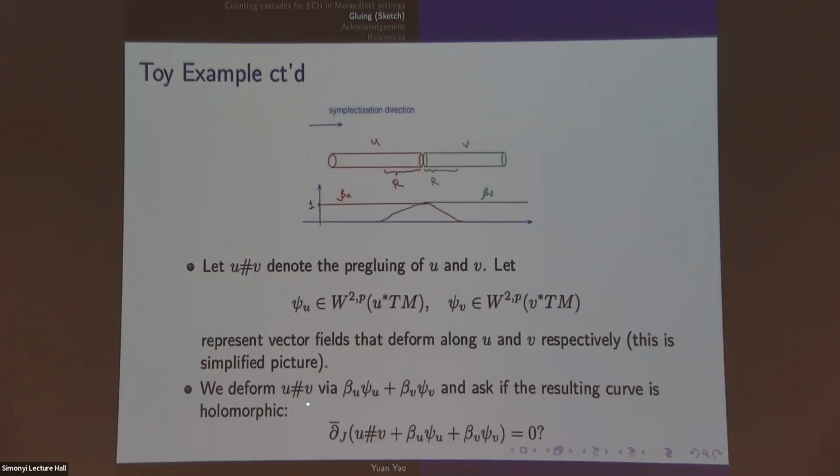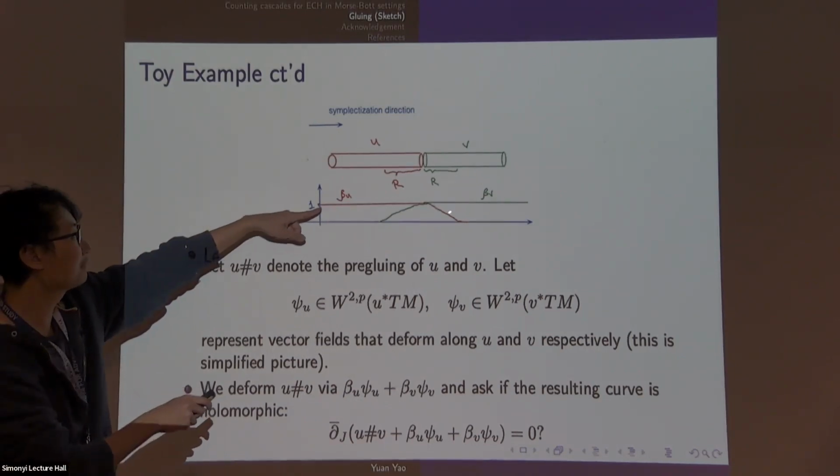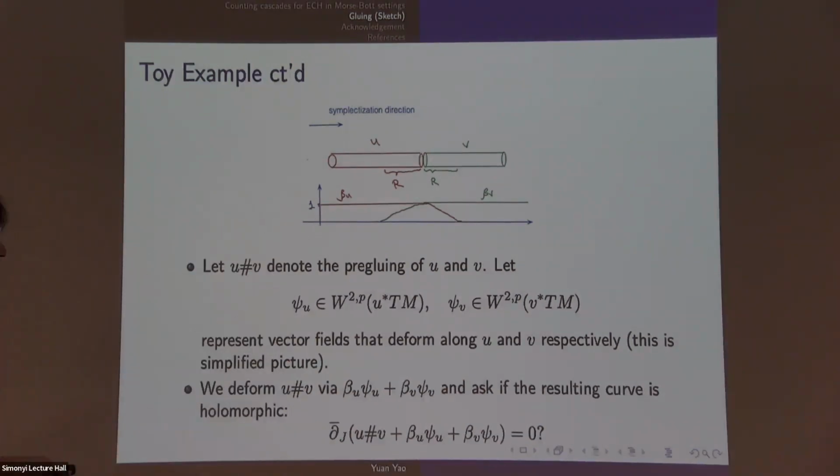So we try to deform the pre-glued curve with beta U psi U, which is psi of U cut off after this region, plus beta V psi of V, which is cut off as it enters this region. So I deform the pre-glued curve with this vector field and ask, when is the resulting thing J-holomorphic?